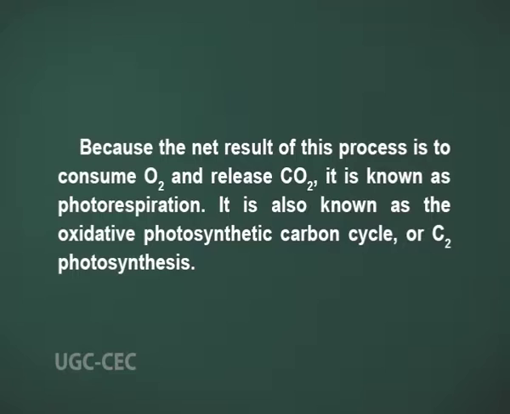Because the net result of this process is to consume oxygen and release carbon dioxide, it is known as photorespiration. It is also known as the oxidative photosynthetic carbon cycle or C2 photosynthesis. Rubisco favors carbon dioxide over oxygen by a factor of up to 100, but the concentration of oxygen in the atmosphere is much higher than that of carbon dioxide. As a result, for every 3 molecules of carbon dioxide fixed by Rubisco, about 1 molecule of oxygen is fixed.